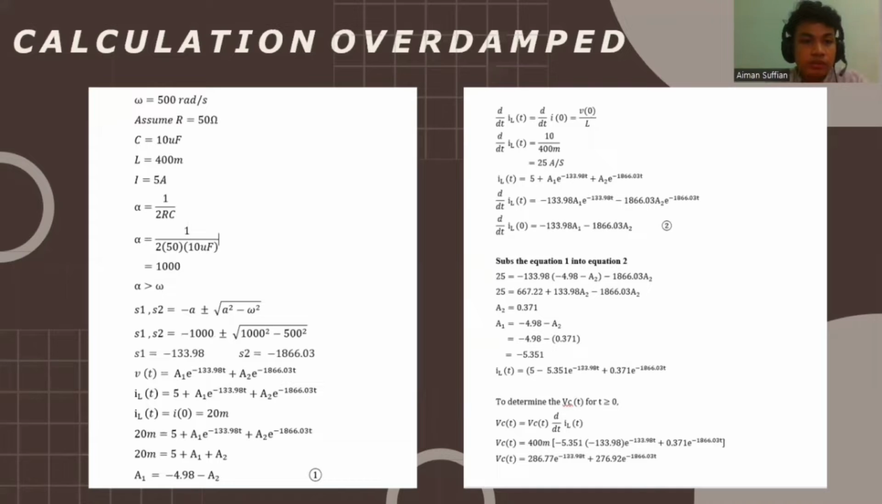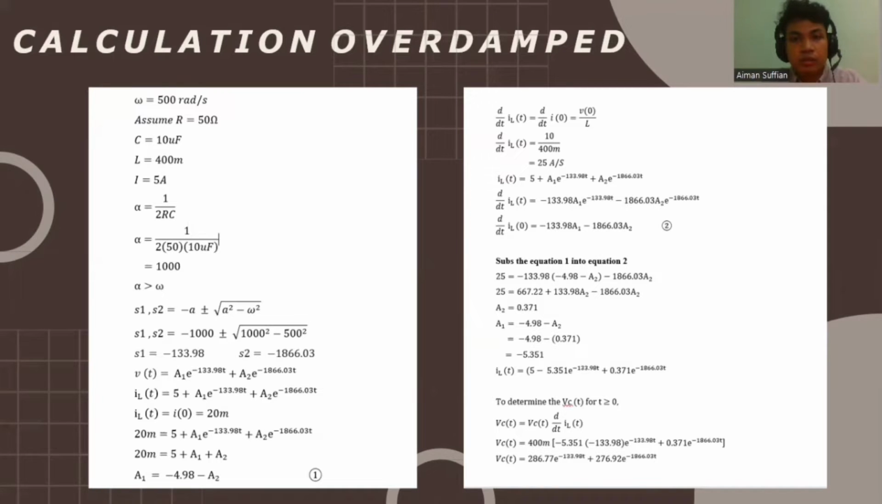So the first thing we need to do is find the S1 and S2 values. After we got the S1 and S2 values, we just need to substitute into this voltage formula. And then we know the initial value of IL is 20 milliampere. After we got this equation, we can find the A1 and A2 values. After that, we just do the substitution method and we got the A1 value is equal to negative 4.98 minus A2.